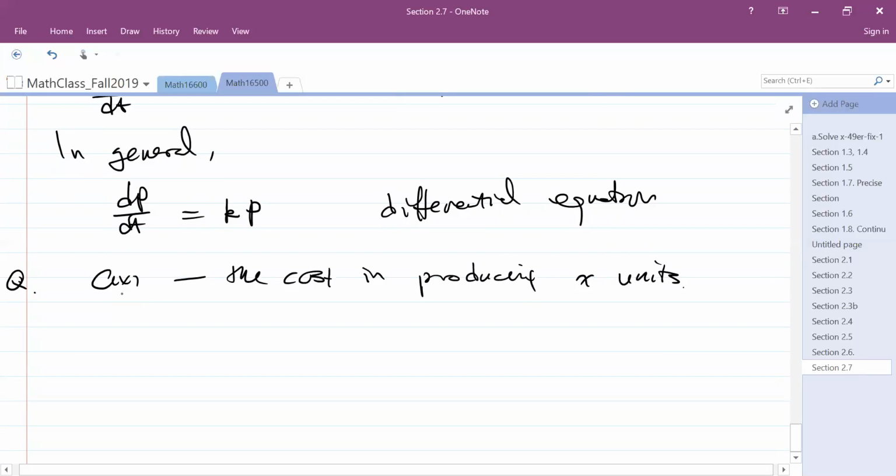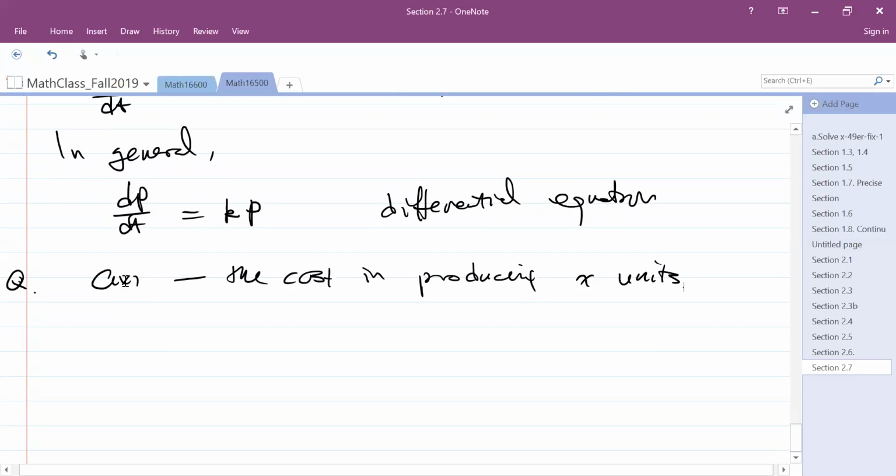times x. Why do we have to have a fixed cost? Suppose you want to start a small business. There's a fixed cost. You have to rent a space or whatever you want to do. No matter whether you're going to make a product or not, there is a cost already there.